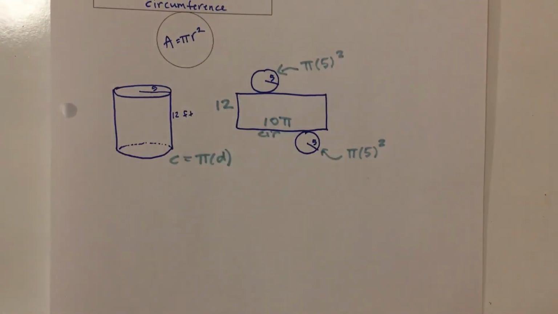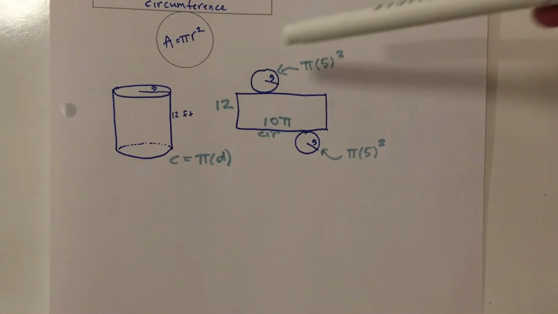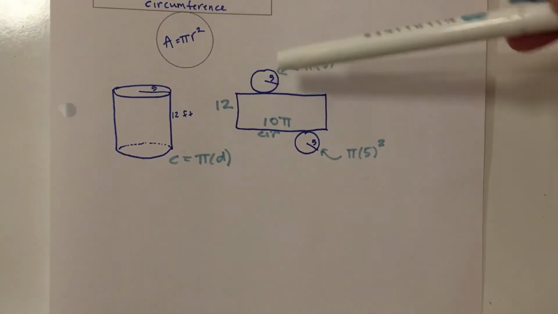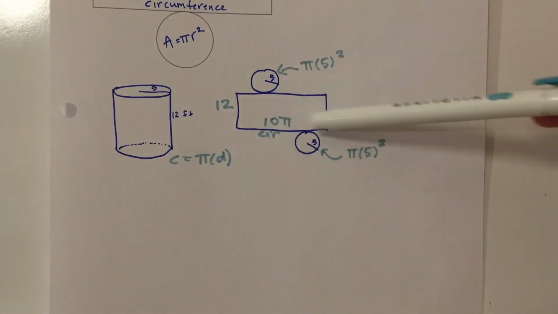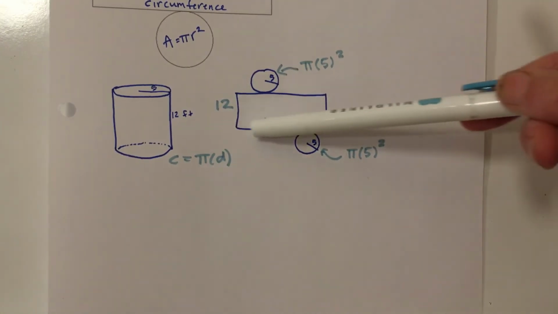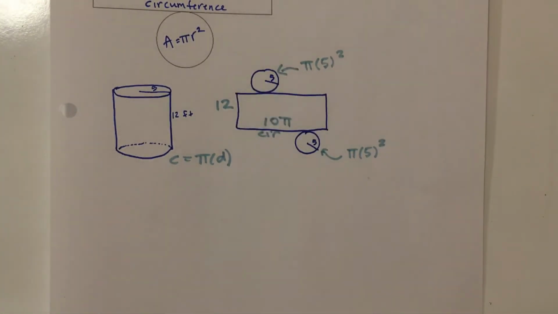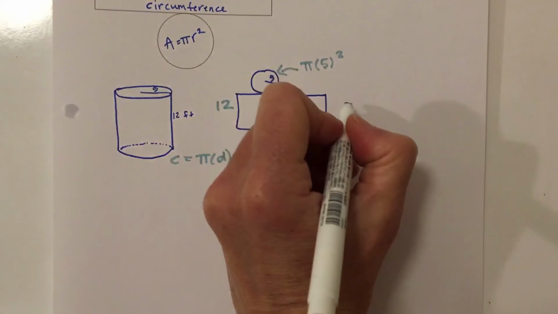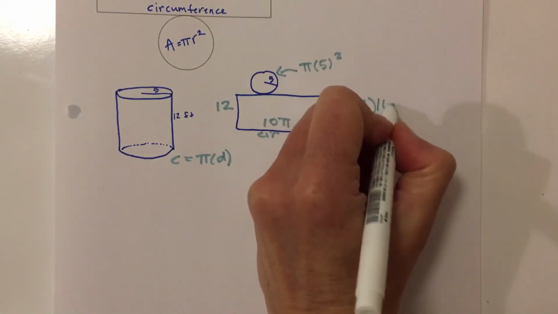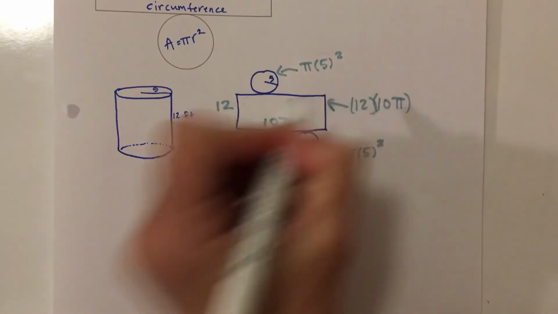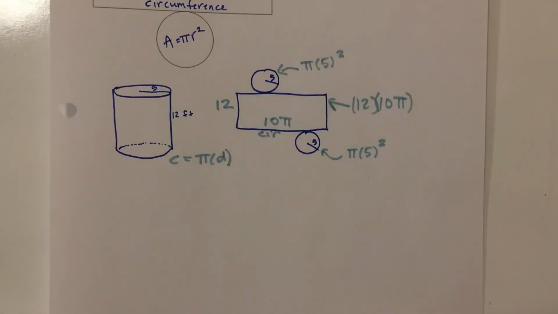All right, so let me just go over that again. This is the circle, pi r squared. This is the circle, pi r squared. This is the circumference, which is pi times the diameter, and this is the height. So for this rectangle, the area is base times height. So the area of that's going to be 12 times 10 pi.